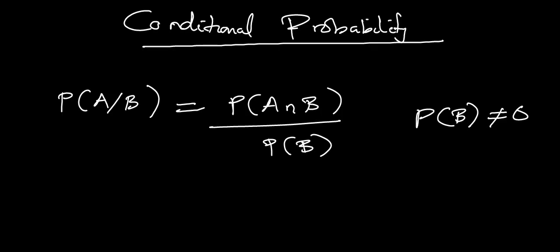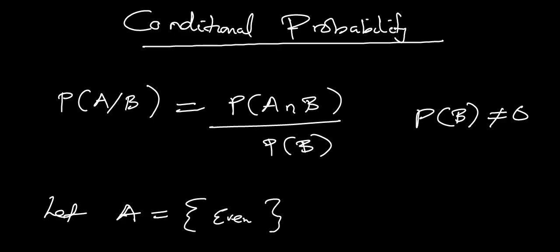So let me give you an example. Suppose we roll a die once, and let A be the event that the number that has turned up is even, right? That's what we have.